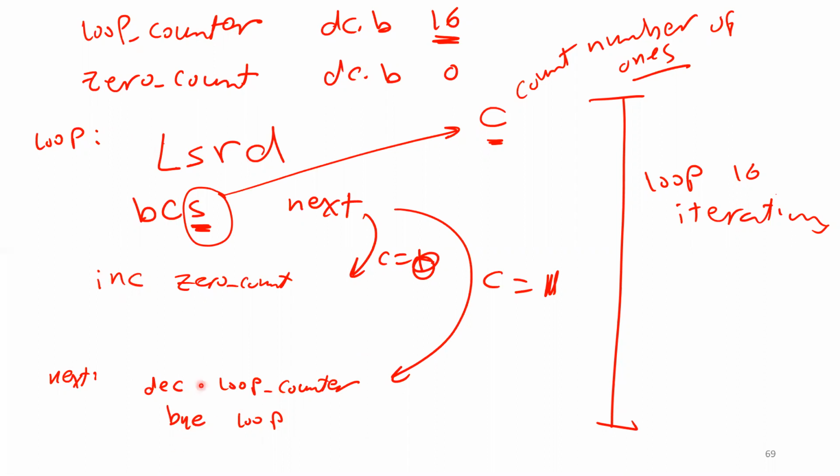So every iteration, I'm going to decrement, not zero, go back to loop, right? That's how I'm going to create it. So in the first iteration, counter is 16. Next iteration, it is 15, 14, 13, and so on. Once it is zero, I'm going to go outside, okay?